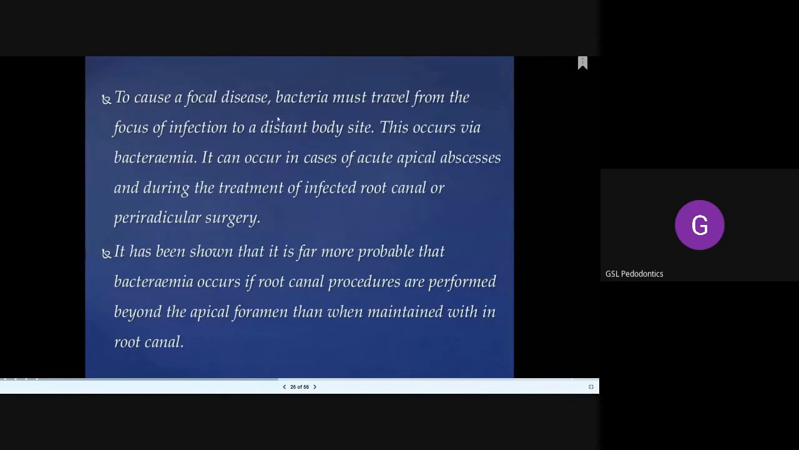Examples of these cases are acute apical abscess, and during the treatment of the infected root canal or periradicular surgeries. It has been shown that bacteremia, that is the bacterial presence in the blood, will occur if the root canal procedures are performed beyond the apical foramina. So if you perform over-instrumentation in your RCT, the apical foramina will get stimulated. That is, inflammation of the apical foramina will happen. That is the focus of infection. From there, the microorganisms will travel and cause bacteremia, that is the focal infection.